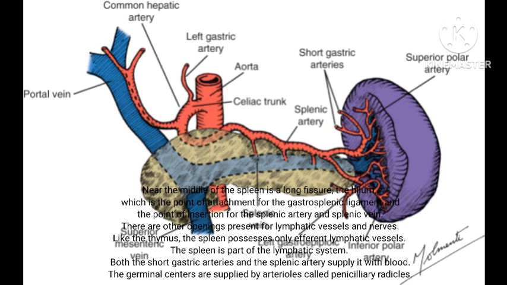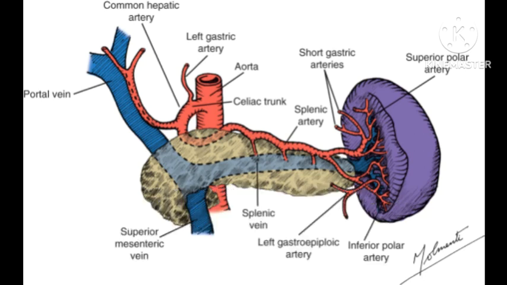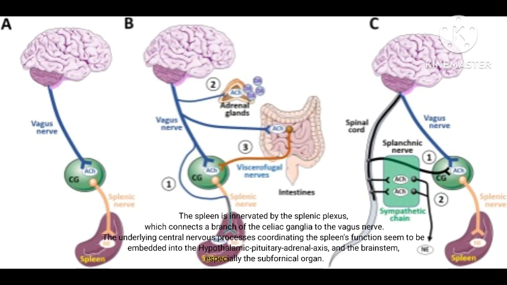Both the short gastric arteries and the splenic artery supply it with blood. The germinal centers are supplied by arterioles called penicillary radicals. The spleen is innervated by the splenic plexus, which connects a branch of the celiac ganglia to the vagus nerve. The underlying central nervous processes coordinating the spleen's function seem to be embedded into the hypothalamic pituitary adrenal axis and the brainstem, especially the subfornical organ.